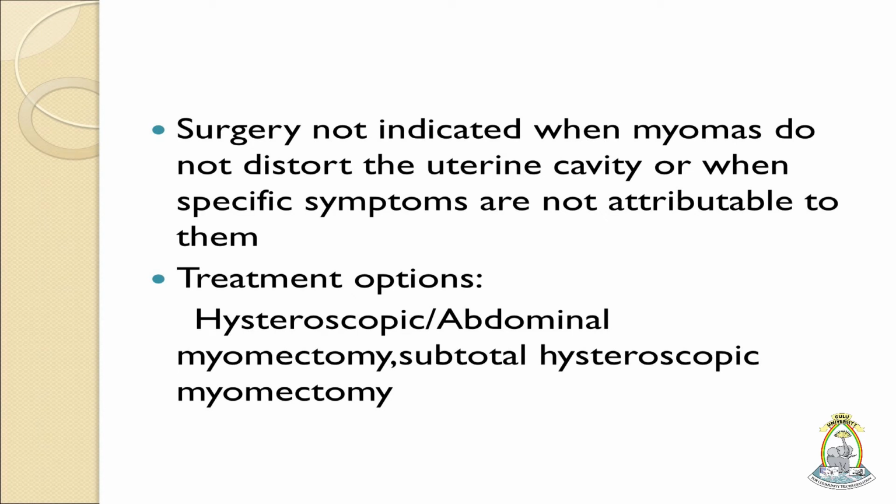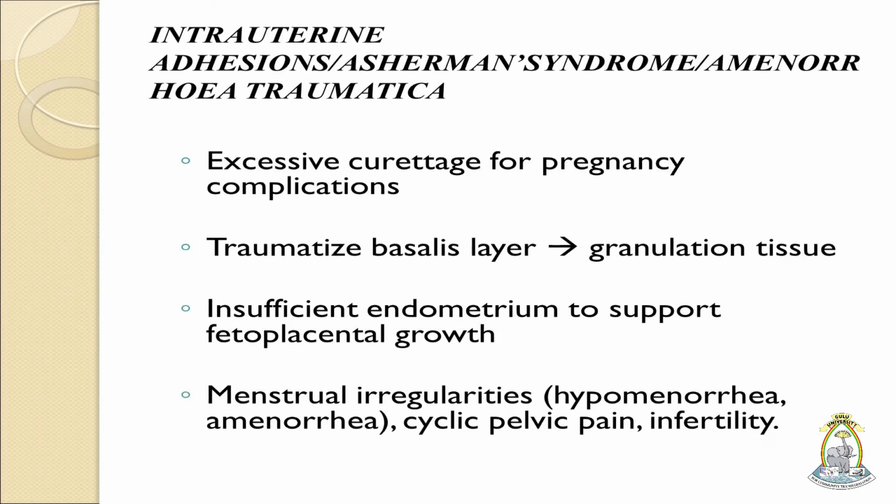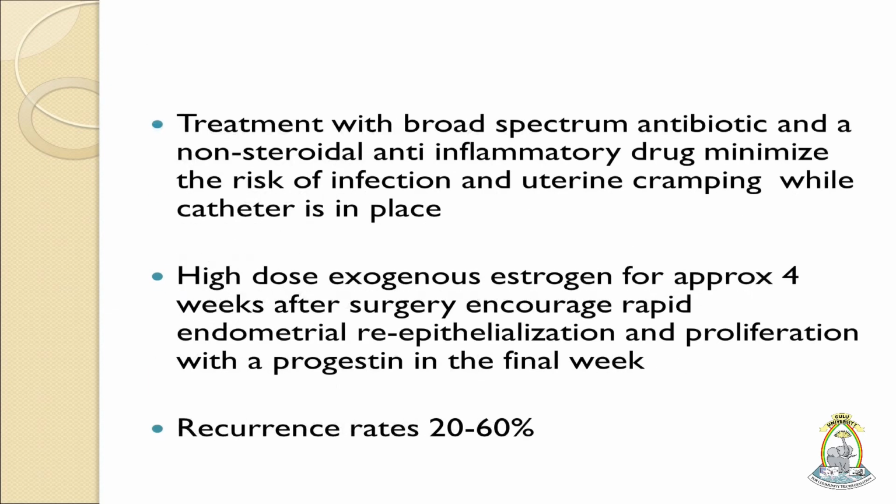Of course, surgery is reserved only for myomas that distort the uterine cavity, and then probably size. You can also consider other surgical methods, hysterectomy or myomectomy, that can be done. Of course, Asherman syndrome, if you have that, how do you treat it? I guess you may need to read into the details, but it includes D&C and probably putting in a copper IUD and then putting someone on combined oral contraceptives for some time.